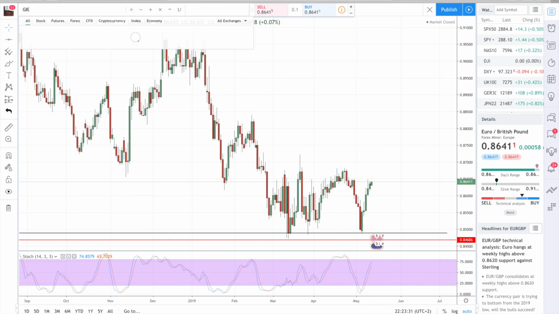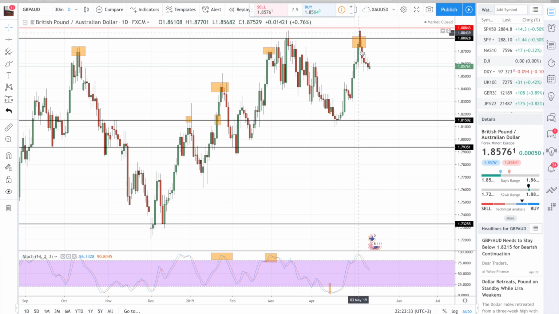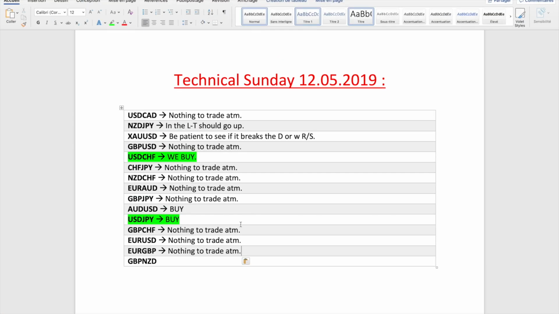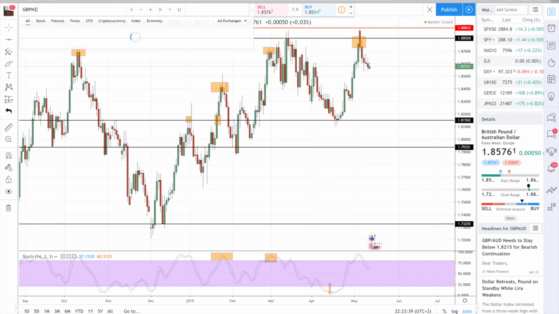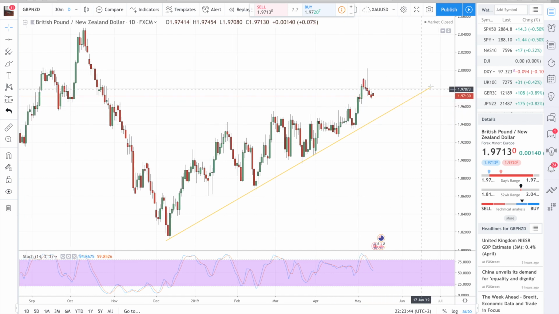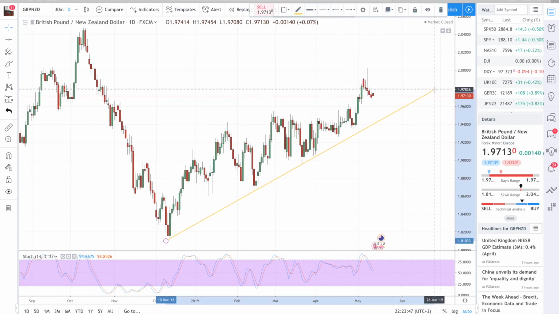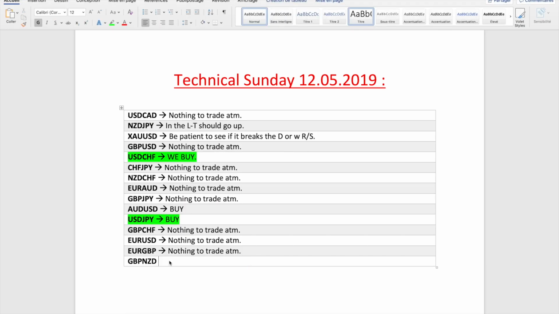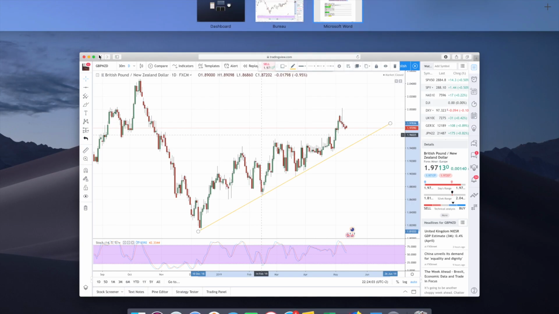By the way, GBPAUD. What's happening with that pair? You see, we sold. Boom. Was excellent. GBPNZD. Nothing. We're still waiting for that pair to drop a bit more. Then once it's reaching this trend, then we're buying. Be patient is all I can say. Be patient. Here be patient. And here be patient. Those trades will be interesting this week.